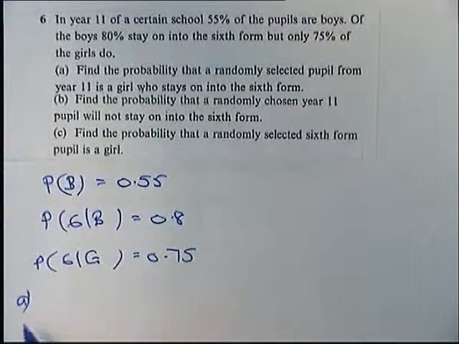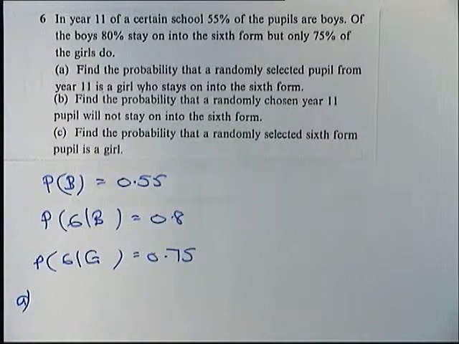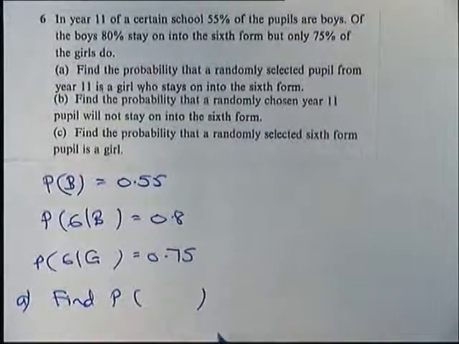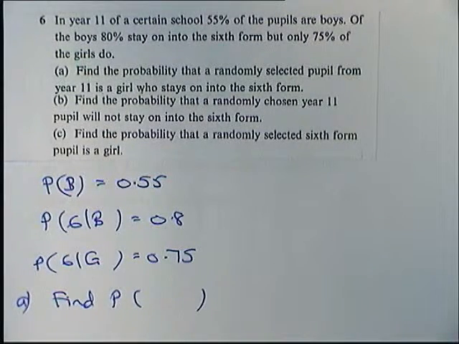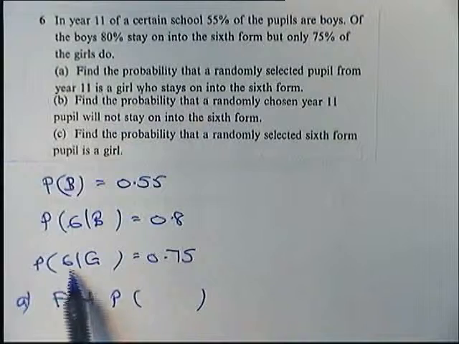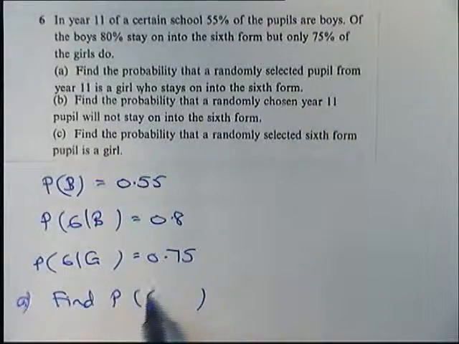In part A, what's it asking for? The probability a randomly selected pupil from year 11 is a girl who stays on in the sixth form. So can anybody tell me what I will write down in that bracket if I'm going into notation? G given 6? 6 given G, but they've already told us that, so it can't quite be that. It's got 6 in there, it's got a G in there.